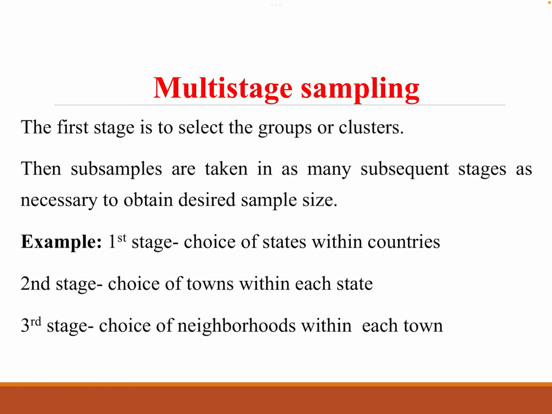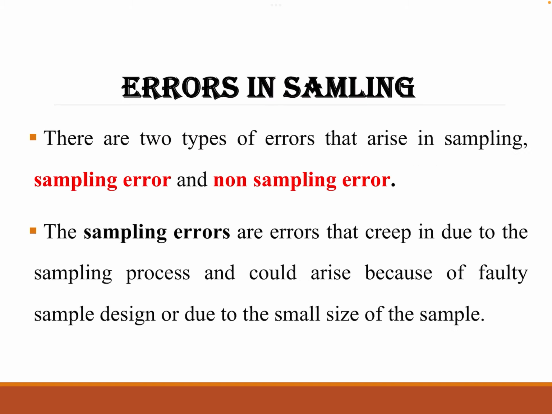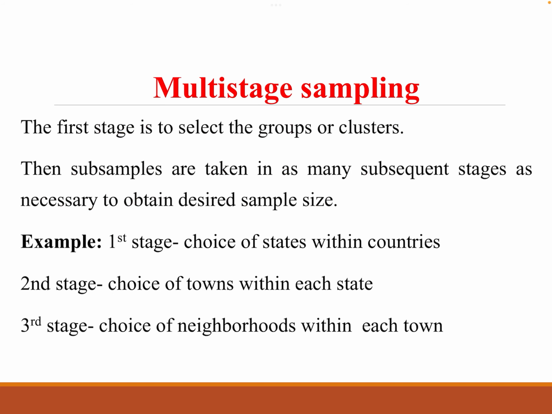Another type is multi-stage sampling. The first stage is to select the groups or clusters. Then subsamples are taken in as many subsequent stages as necessary to obtain the desired sample size. For example, in the first stage, you will choose the states within countries. Second, towns within each state. Third stage, we will take neighborhoods within each town. Then the data is collected from the selected samples. So this is multi-stage sampling. In multi-phase sampling, we collect a part of the information from the whole population and part from the next subset.